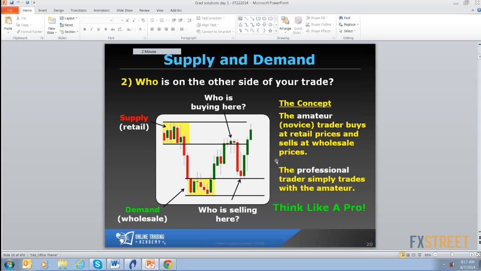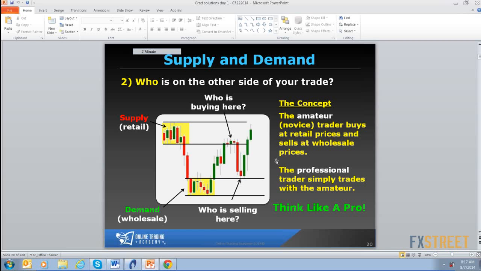Just like, you need to be able to find the wholesale people that are going to sell to you at wholesale prices and buy from you at retail prices. Okay, you need to be able to identify that. So what do those people look like on a price chart? How do we see them on a price chart?